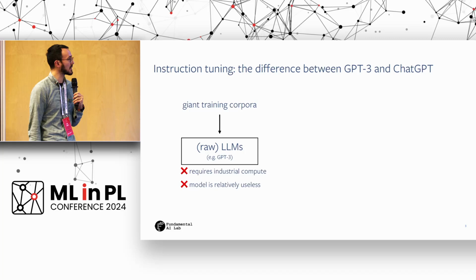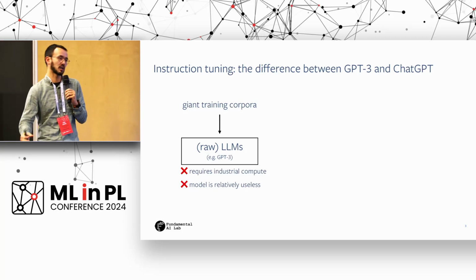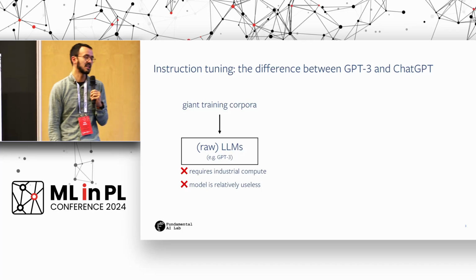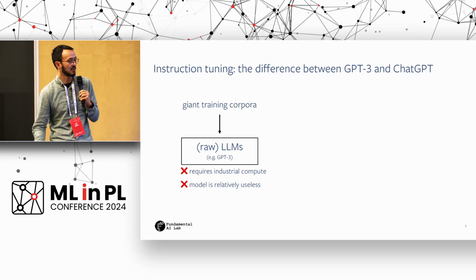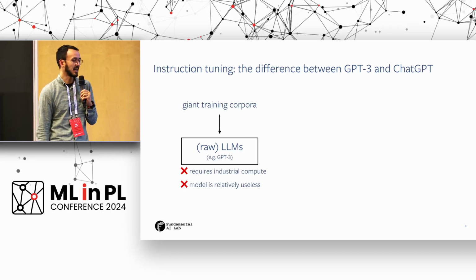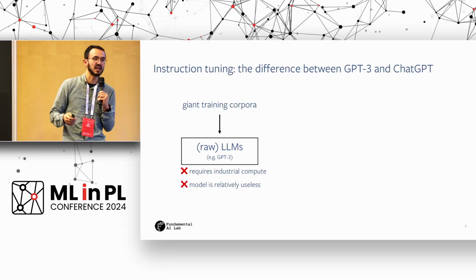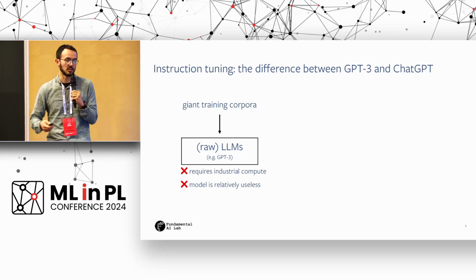And the motivation for this whole set of papers that I'm going to present today is instruction tuning. Instruction tuning is basically what makes the difference between GPT-3 and ChatGPT. The raw LLMs, like let's say GPT-3 or GPT-2, require, of course, substantial compute for pre-training, and the model by itself is pretty much useless. You cannot interact with it, you cannot do all that much.